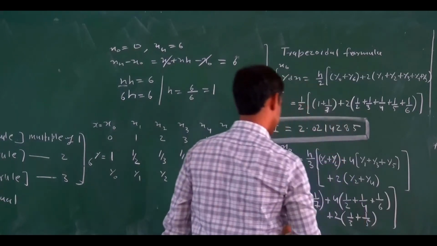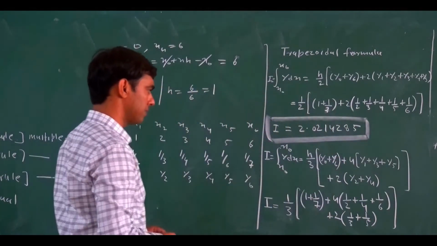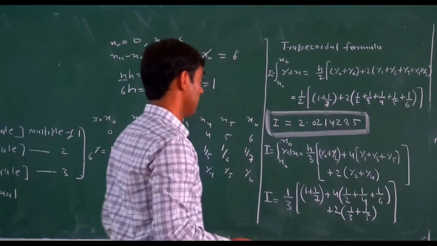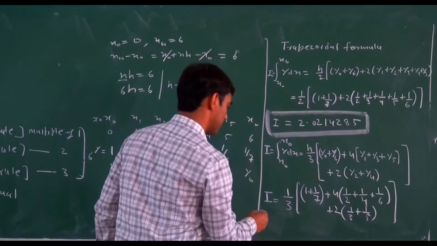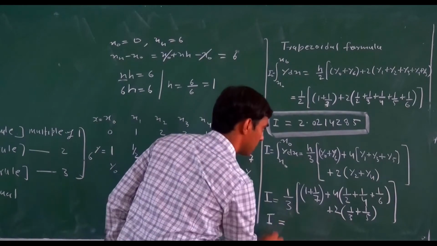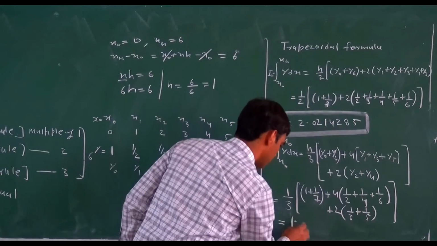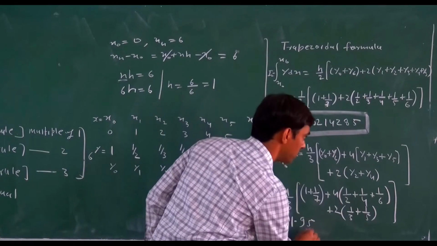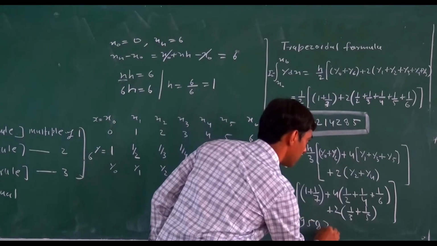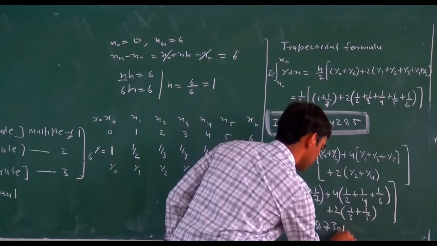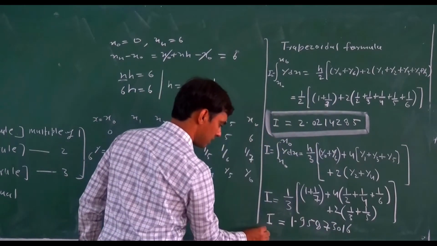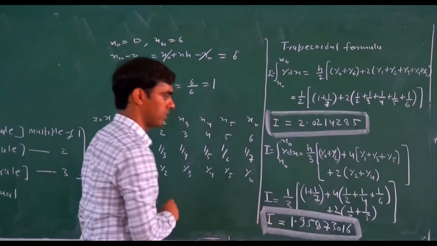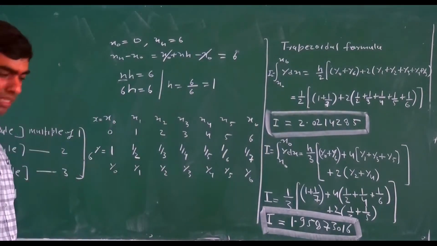So after simplification, what is the result? Put down the value of the Simpson 1/3 method. What is the value? I becomes 1.1595973016. This is the result using the Simpson 1/3 method.